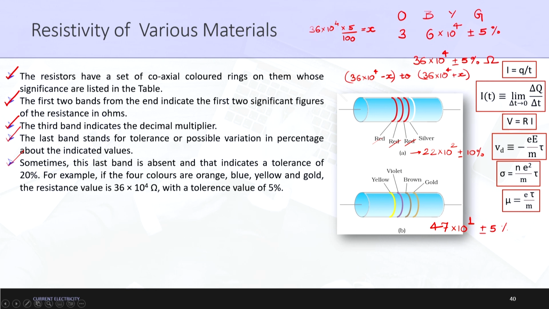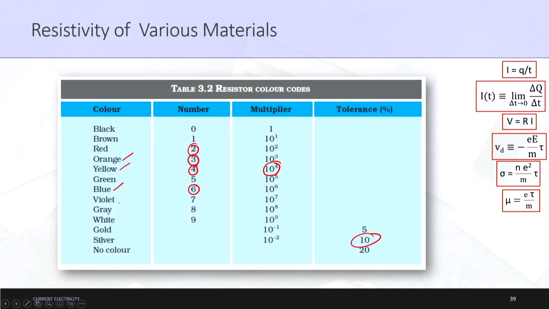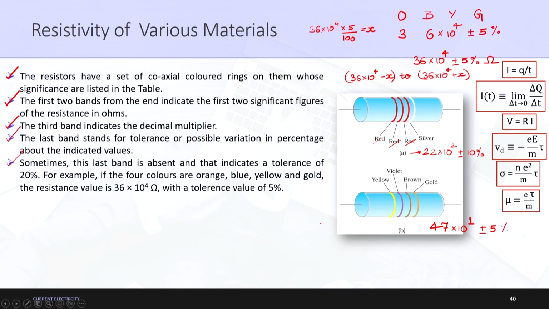So, yellow, violet, brown, gold. Yellow has a value of 4, violet has a value of 7, brown has a value of 1, and gold has a tolerance of 5%. Hence, these are the 3 examples I explained to you of how the color coding is done for carbon resistors. So, this thing is also explained.